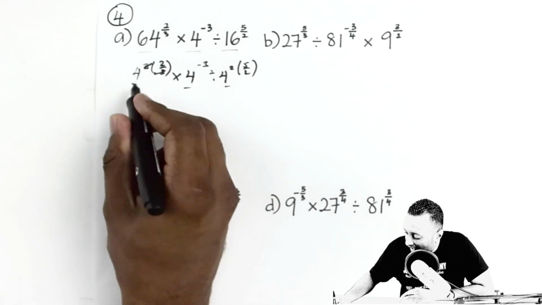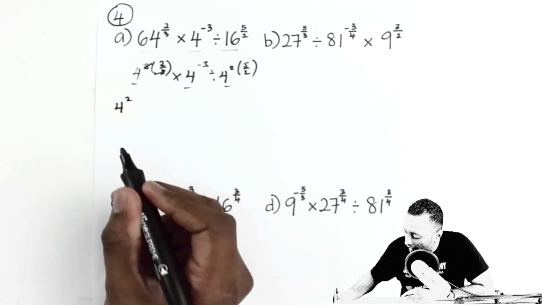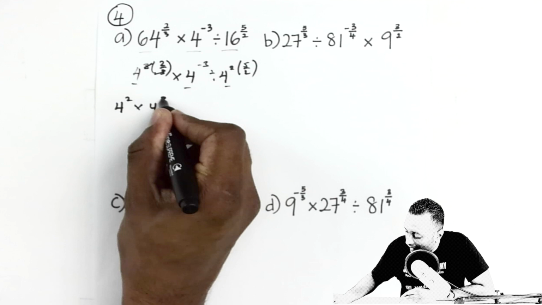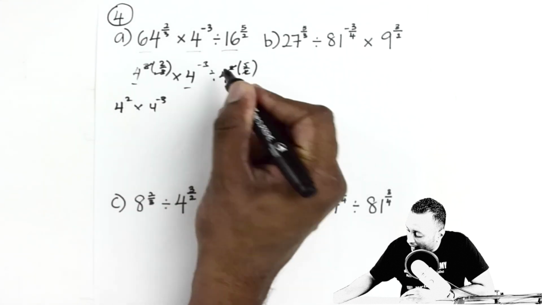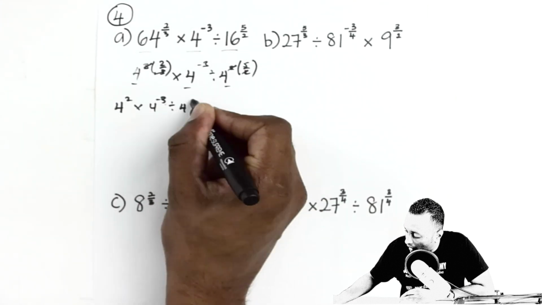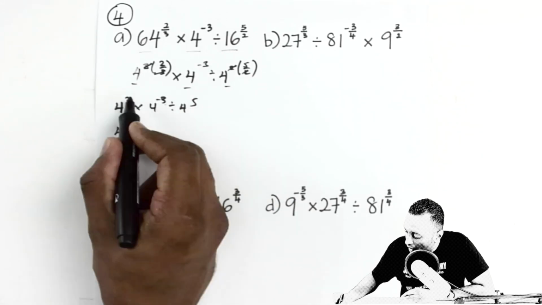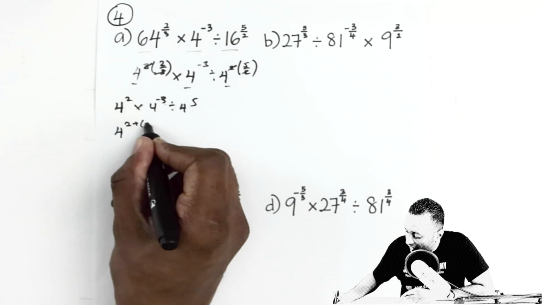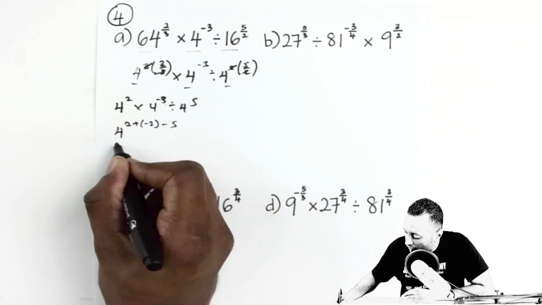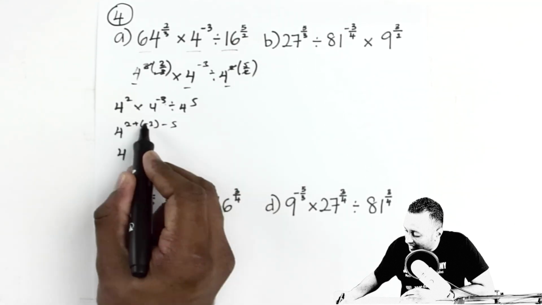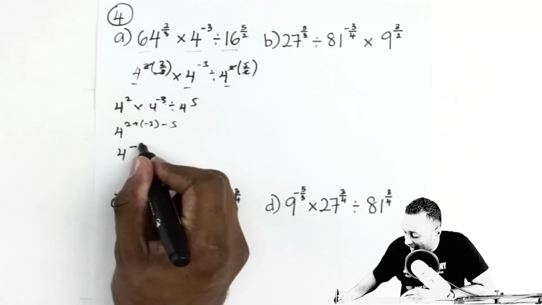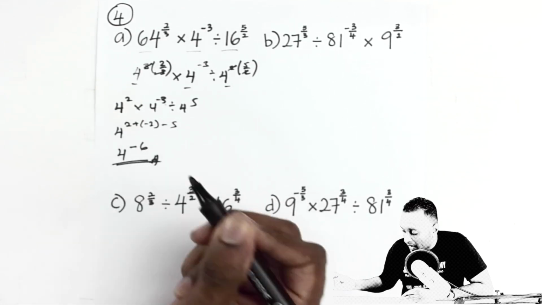So 3 and 3 you can cut. You're going to get 4 power 2 here. Multiply with 4 power negative 3, and then these 2 can simplify. Divide by 4 power 5. So what we do now? 2 plus negative 3. So 4 power 2 plus negative 3 minus 5. So 4 power 2 plus negative 3 is negative 1 minus 5 is negative 6. That will be your answer for this.